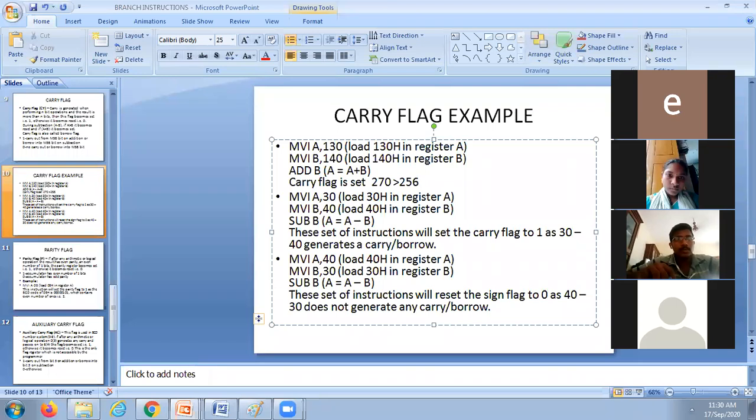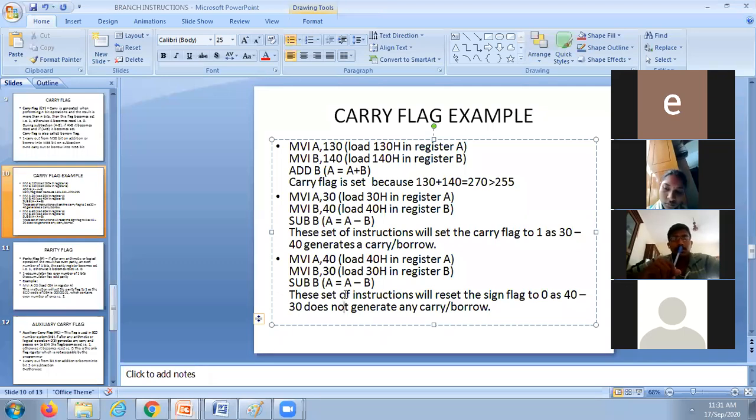What is the maximum number you can store? Only 0 to 255 you can store. 270 means it is beyond 255, that is beyond 8 bits. Because 130 plus 140 is equal to 270, which is greater than 255, so here also the carry flag is set. Understood? This is addition operation.